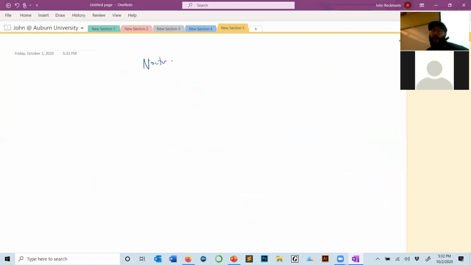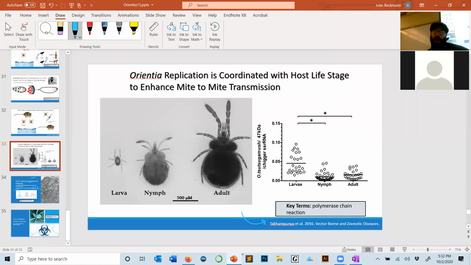They were nocturnal, and the reason is that they wanted to coordinate the point at which they were picked up with the point at which mosquitoes feed. They want to complete that life cycle, and they need to get into the mosquito, so they would become active when the mosquito was feeding. A similar thing occurs with Orientia. Orientia replication, when it is dividing and growing and magnifying the quantity of its infection, is coordinated with the host life stage.